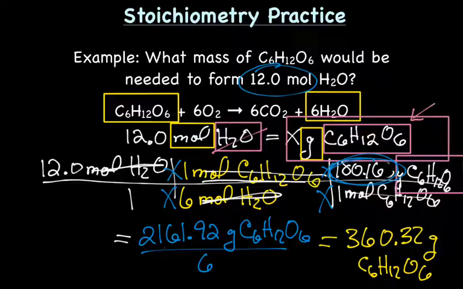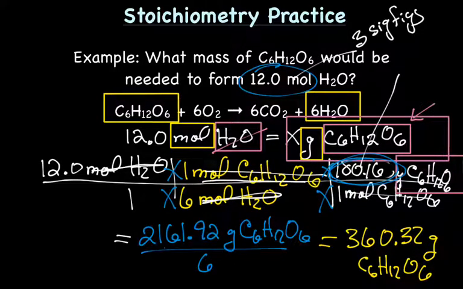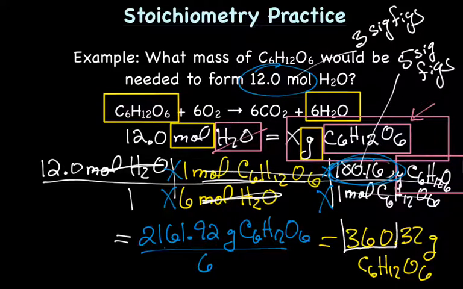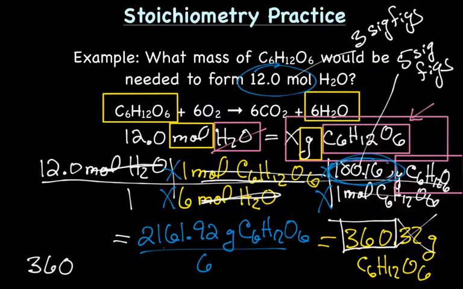Okay, so we have 3 sig figs here, and in our molar mass, we have 5 sig figs. So we'll be using our 3 sig figs, which is this. We can't just write 360. Oh, since we're dropping after the decimal, we can just drop those. We can't just write 360 because 360 is only 2 sig figs. So you can write 360 with a decimal.